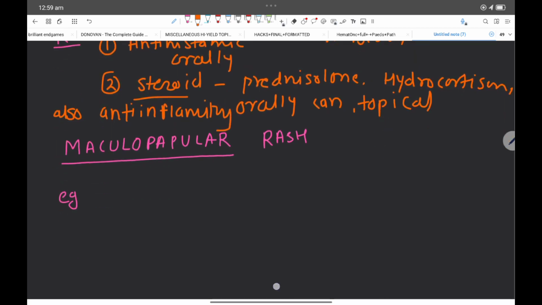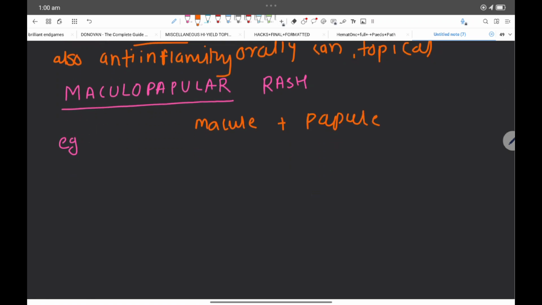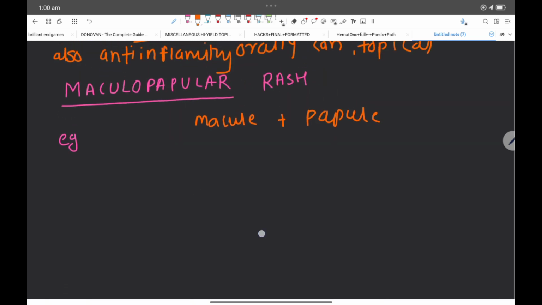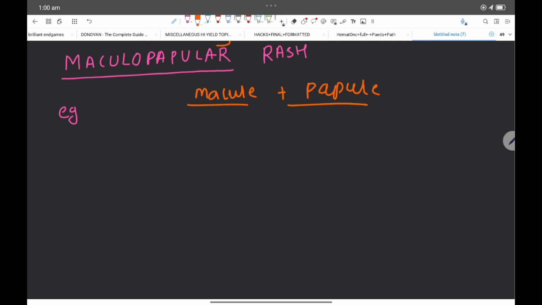So maculopapular rash means macule plus papule present. So maculopapular rash is very important for upcoming exams.